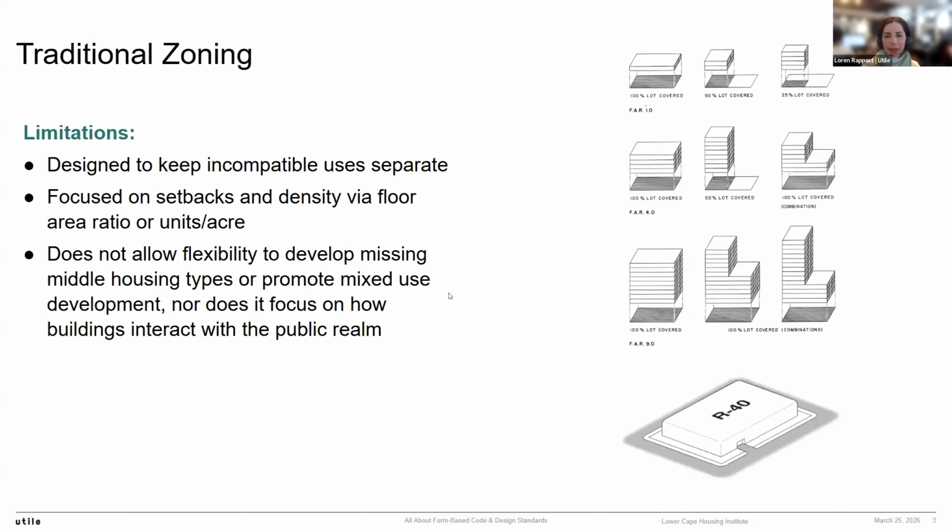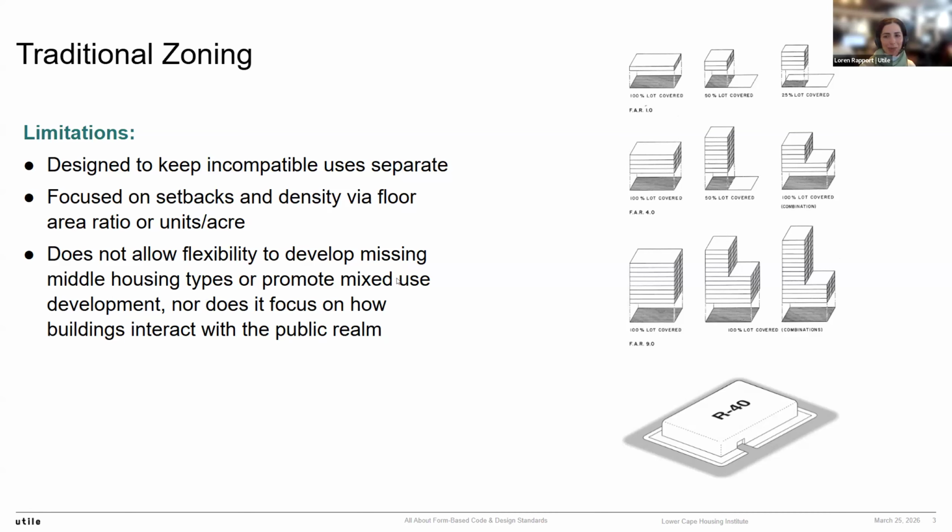So before I dive in, just a little primer. We're going to start with the basics of situating form-based code against other types of zoning that maybe some of you might be familiar with. And then we're going to go into 2 case studies. Courtney will follow up with her experience in Provincetown, and then I'll close things off in our presentation with Orleans. So before we get into form-based codes themselves, maybe let's situate things relative to traditional zoning.